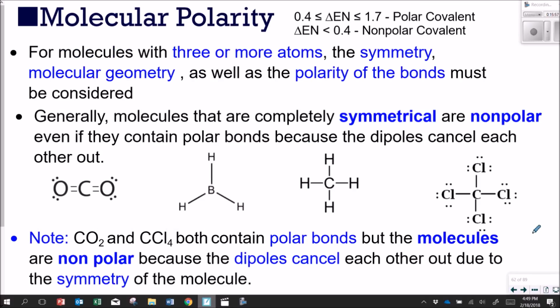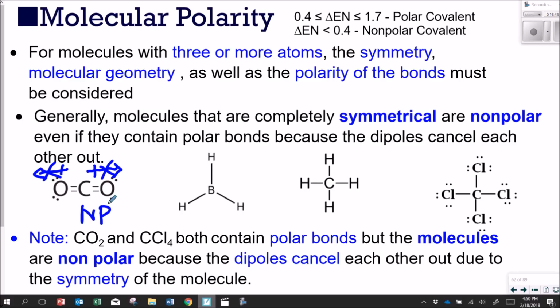When we have molecules with 3 or more atoms, we have to look at the symmetry, the molecular geometry, as well as the polarity of the bonds. So generally, molecules that are completely symmetrical are nonpolar, even when they contain polar bonds, because the dipoles end up canceling each other out. So let's look at carbon dioxide, why it's nonpolar. We do have 2 polar bonds, with oxygen being more electronegative. So we draw the dipoles like this. However, because carbon dioxide is completely symmetrical, the 2 dipoles end up canceling each other out, and we end up with a nonpolar overall molecule.